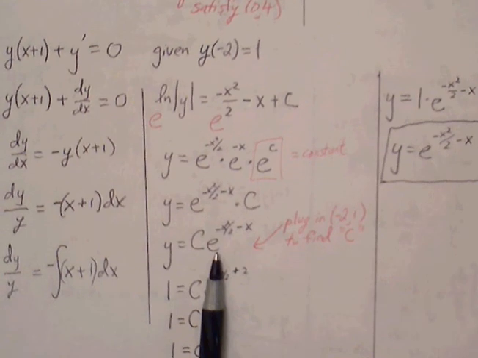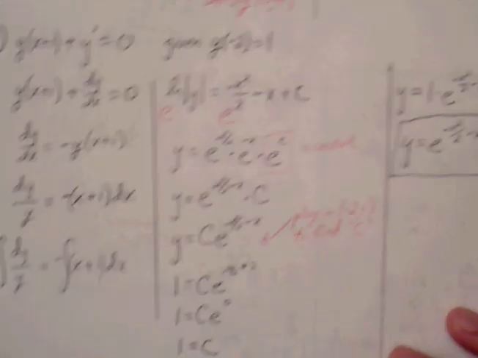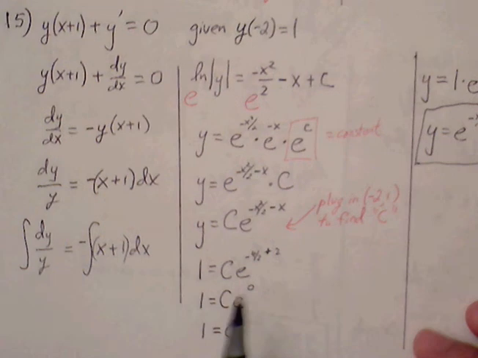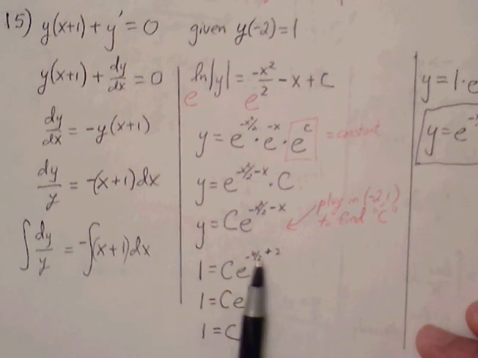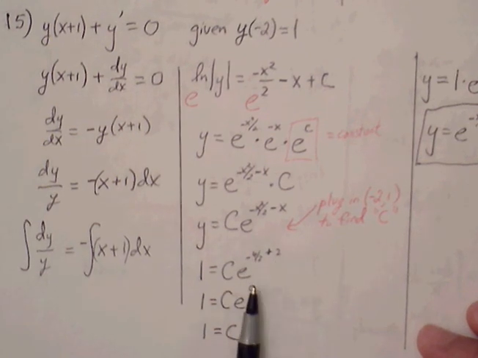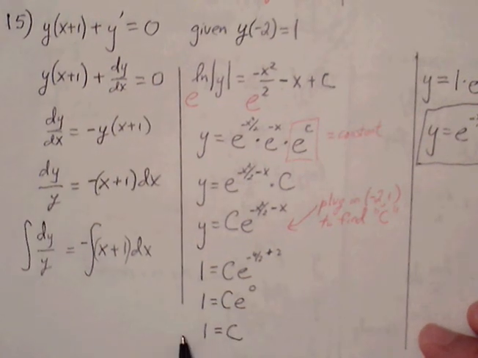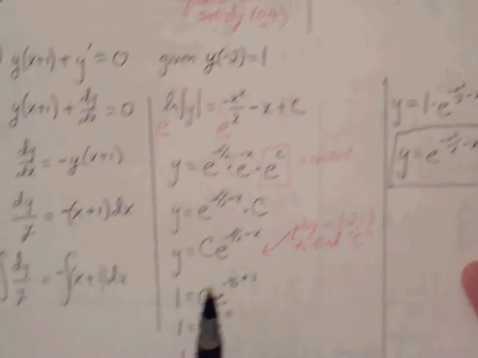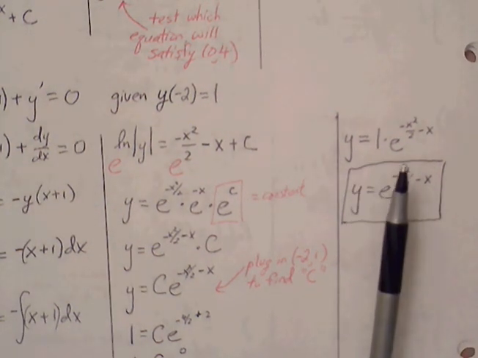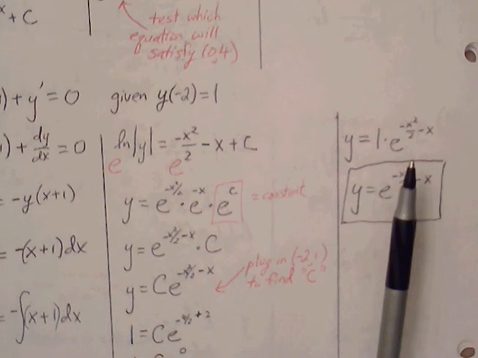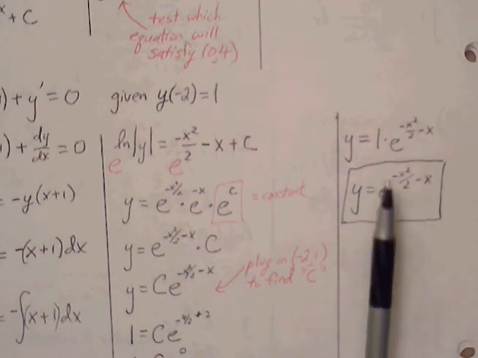We can plug in the ordered pair and see if we can solve for c. Okay, so negative 2 goes in for x, and 1 goes in for y. And this reduces to be negative 2 plus 2, which is 0. E to the 0 is 1, so c is simply equal to 1. All right. So our specific solution is y is equal to 1 times e to the negative x squared over 2 minus x, or that 1 will just drop out and we say y is equal to e to the negative x squared over 2 minus x.